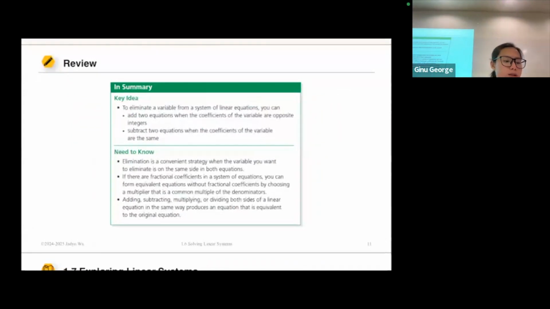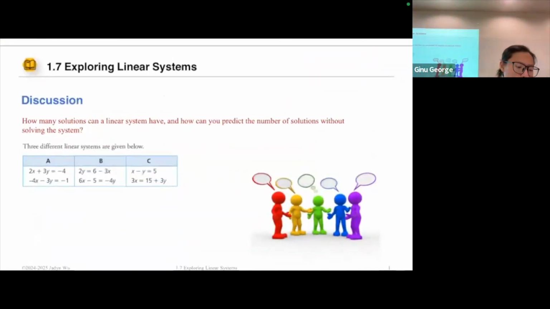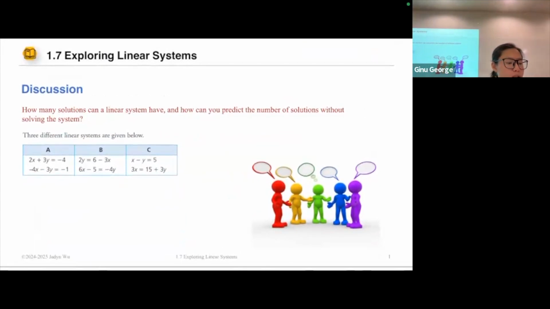So basically, this will be similar to what we have for substitution, and you can see sometimes it's weird as we have just mentioned. But sometimes it would be super helpful, as from the previous example, you can observe as well. And lastly, I want to do exploring the linear systems, and that will be the final unit for chapter 1. So by exploring, I want to explore some solutions. How many solutions can a linear system have? And how can we predict the number of solutions without solving the system?